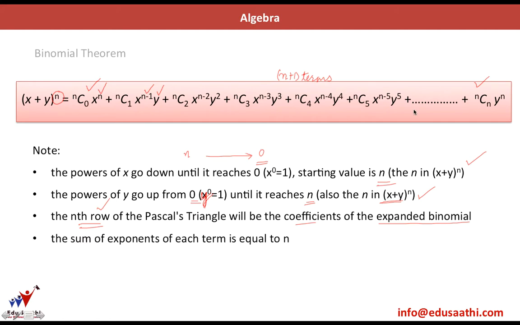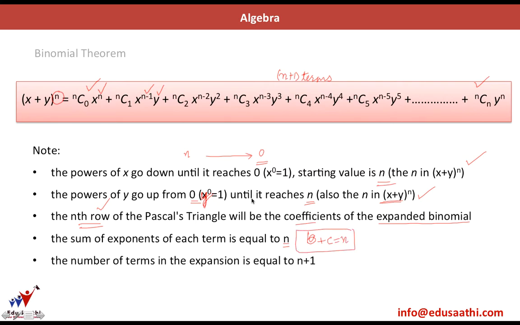The sum of exponents of each term is equal to n. So that is the same thing that we discussed. b plus c will always be equal to n that you have. In any term, the sum of the exponents will be equal to n. And you need to remember that the number of terms in the expansion of x plus y raised to power n will be equal to n plus 1. There's always one more term in the expansion of x plus y raised to power n.